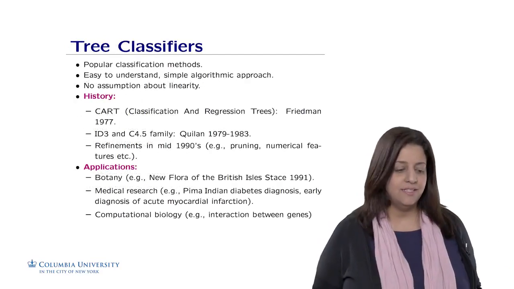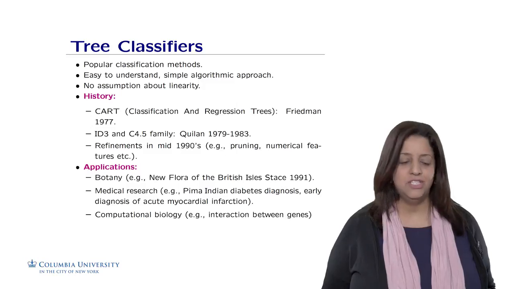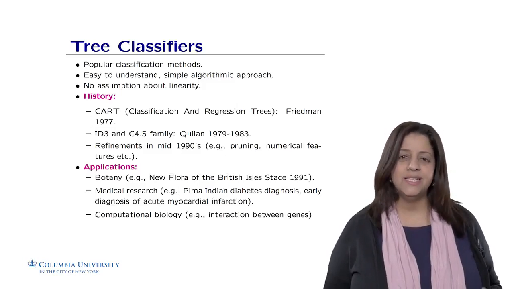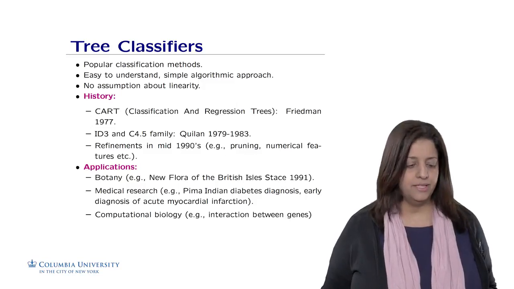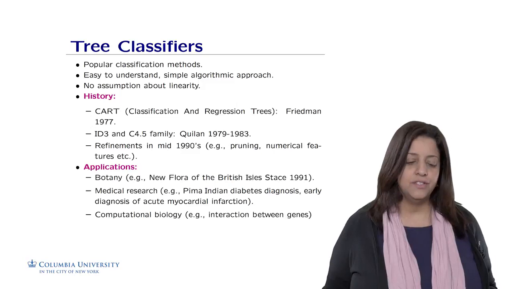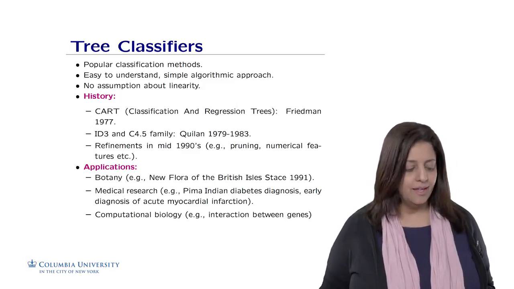So first of all, tree classifiers is one of the most popular classification methods in machine learning. It's easy to understand and easy to implement because it has a simple algorithmic approach to it. There are no assumptions we need to make about whether we are going to deliver a linear model or not. So we just take the data as it is.